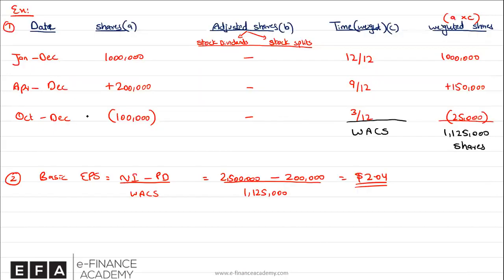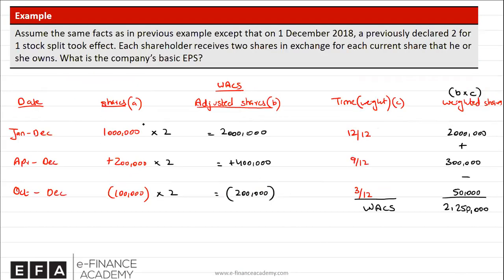Another important thing: if we were told, instead of a stock split, that it was a 10% stock dividend, what would we do in that case? We would just increase the 1 million shares by 10%, meaning 1 million times 1.1 will give you 1.1 million shares. 200,000 times 1.1 will give you 220,000 shares, and 100,000 times 1.1 will give you 110,000 shares. That's how you would do it if you were told about stock dividends. The adjustment would be the same. All the transactions that happen before the stock dividend date should be adjusted, but the transactions that happen after the stock dividend date should not be adjusted.